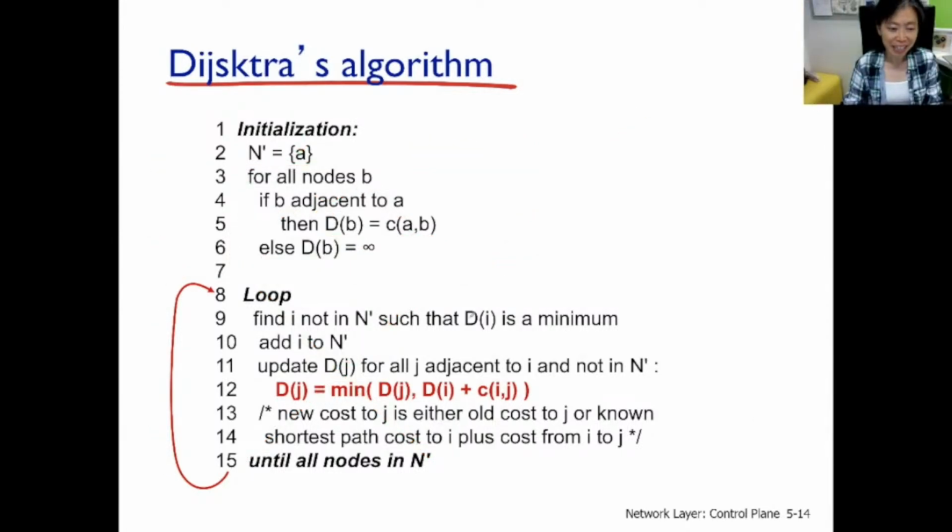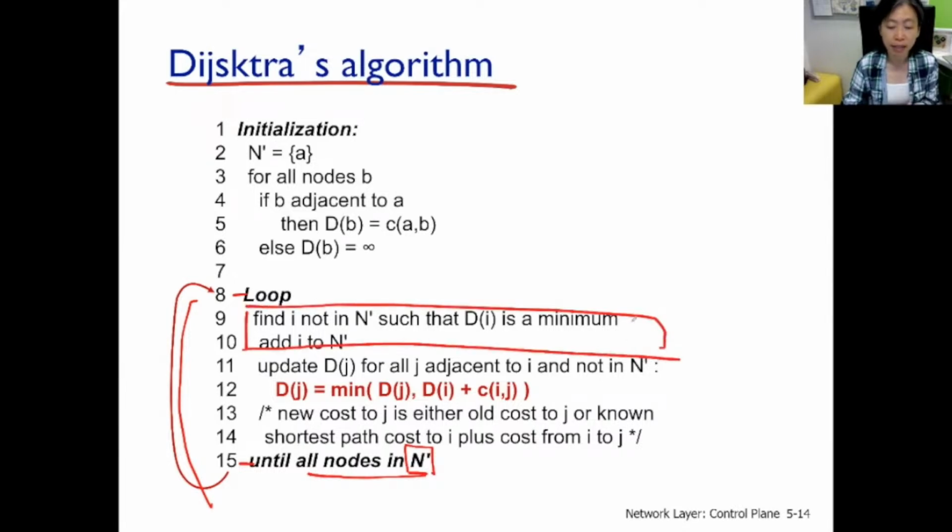Now the exciting part, the looping phase. It looks a bit complicated, but if you focus first here, the loop is going to go until all the nodes are in the N prime set. That is also saying that the loop is going to go until all the shortest paths have been discovered. The shortest paths to all the nodes have been discovered. And you probably guess that, hey, one of the things that will be changing in the loop is the N prime set. Yeah, indeed. The first part in the loop is exactly to do that.